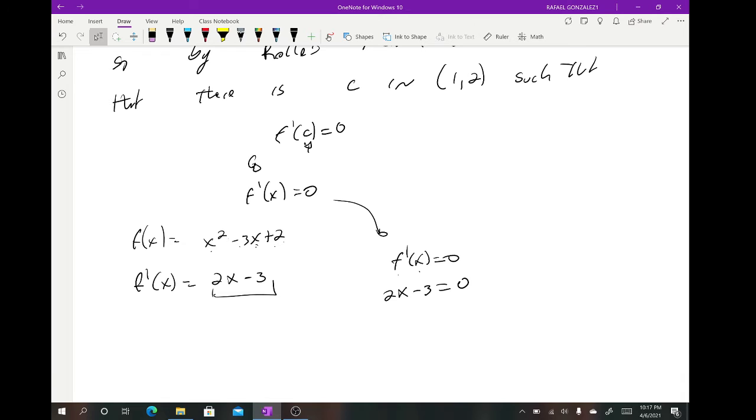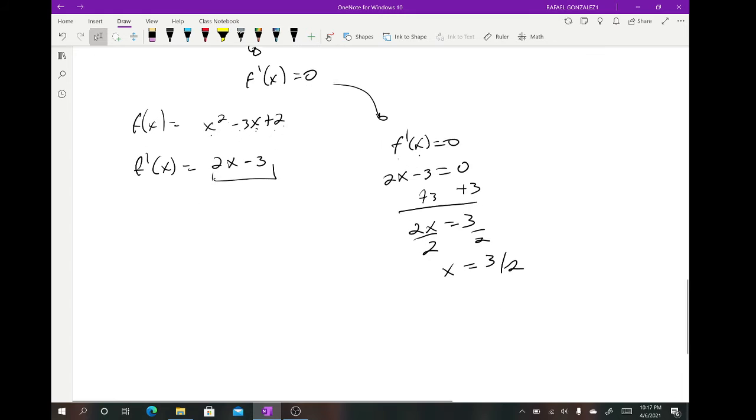And I could solve for x. So I could add 3 on both sides. So I have 2x is equal to 3. Then I could divide by 2 on both sides. So I get that x is equal to 3 over 2.